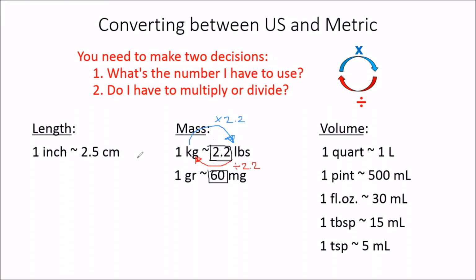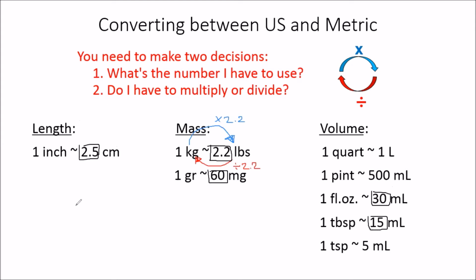So for each unit pair, you need to know which number you are using. If you're going between kilograms and pounds, the number is 2.2. If you go between tablespoons and milliliters, the number is 15. That's the first decision you've got to make. And the second decision is which direction are you going? Because that is going to determine whether you're going to multiply or divide.